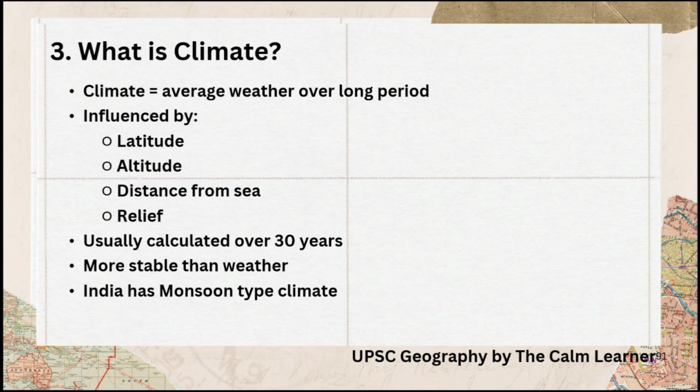Now, let us understand what climate means. Climate refers to the average conditions of a place over a long period of time, usually about 30 years. Unlike weather, climate does not change daily. It tells us whether a place is generally hot, cold, wet, or dry. Climate helps us understand the natural character of a region, which is essential for planning agriculture, settlement, and resource use.